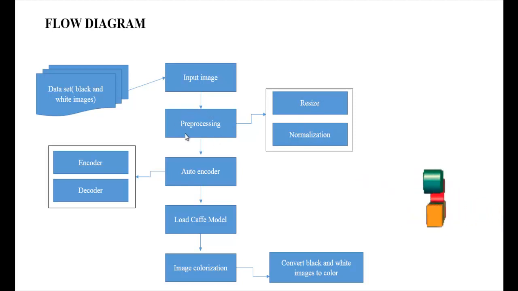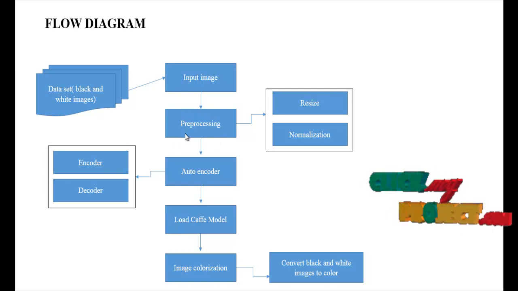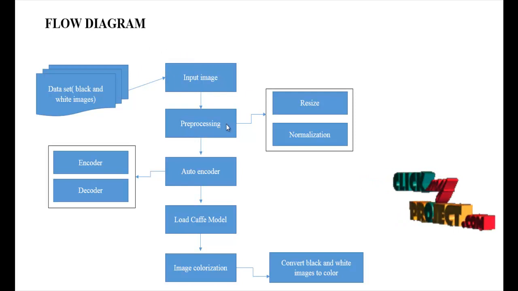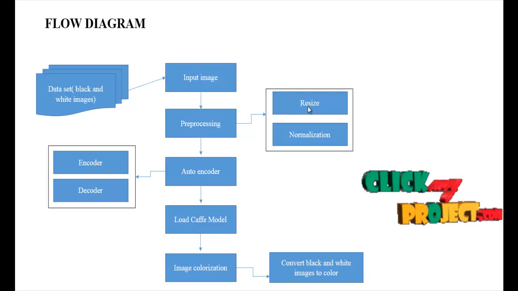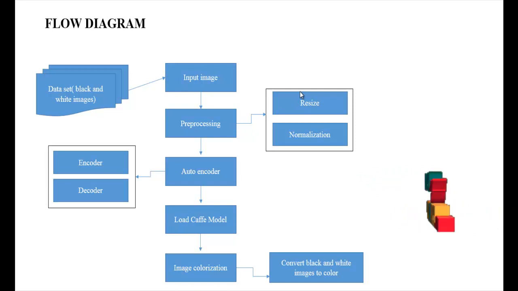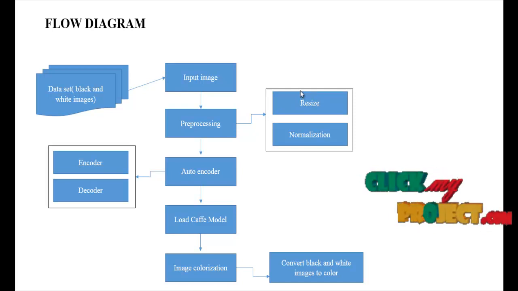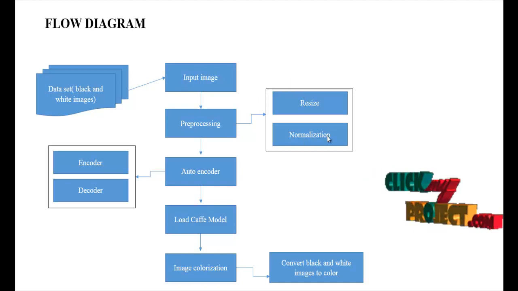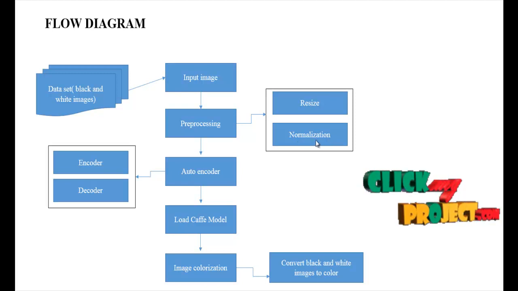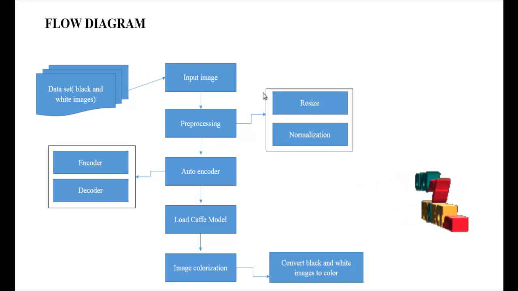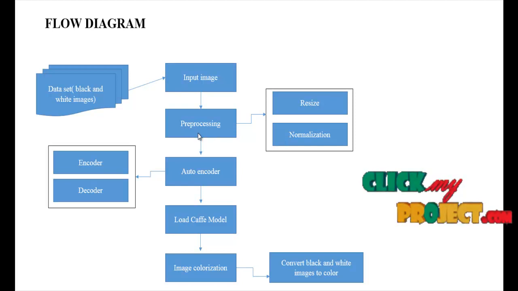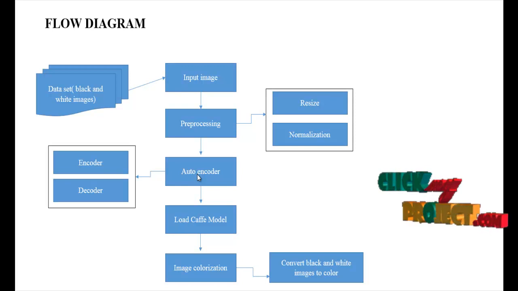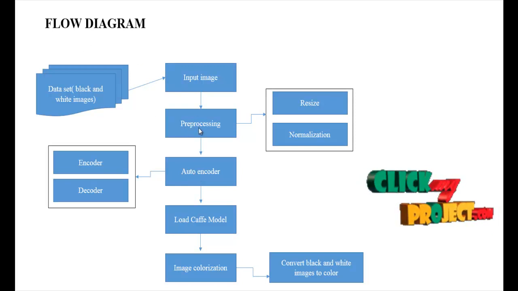The pre-processing means removing unwanted noise from our input image. Then in this step, resize is the scaling that multiplies the height and width of the image by a scaling factor. Then normalization means changing the range of pixel intensity values. After it completes these two, we have to move to the auto encoding. Auto encoding reduces the dimensionality of the pre-processed image.